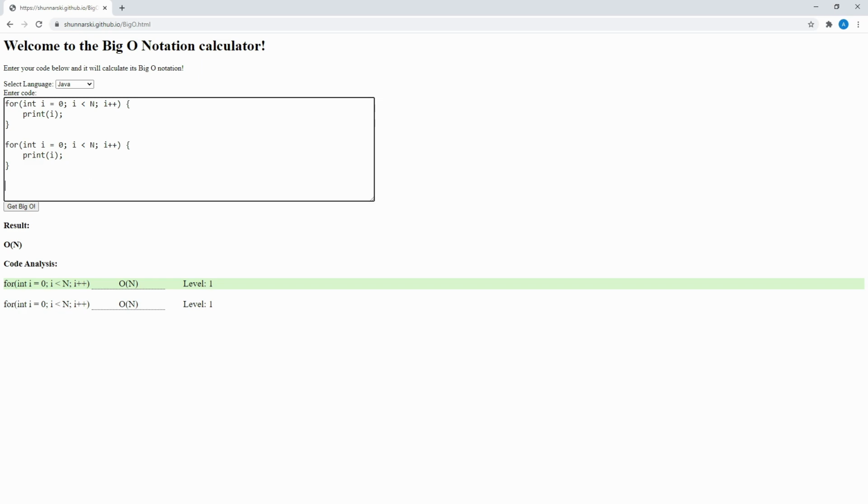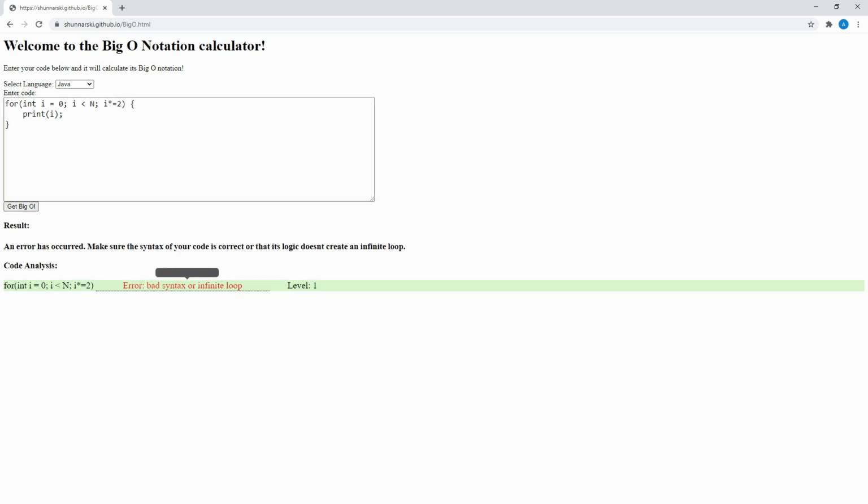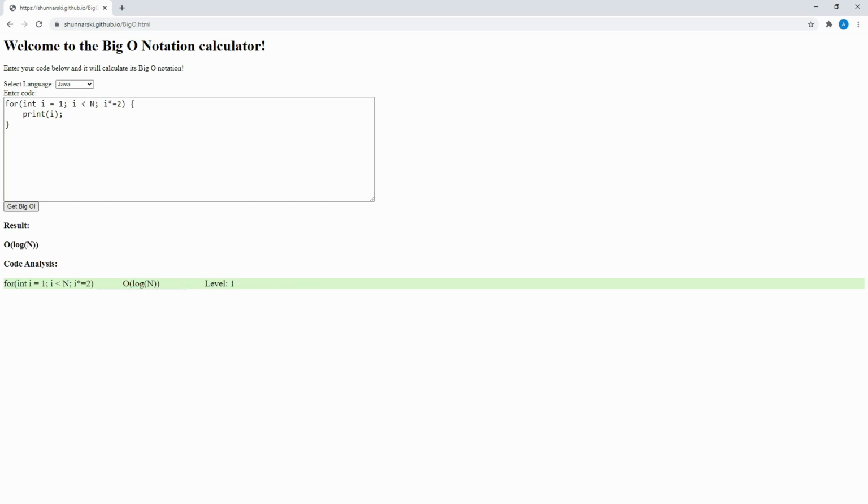So what's an example of a logarithmic expression? Let's say that instead of incrementing I, we multiply it by 2 with every iteration. This is going to produce an error because we are setting I equal to 0 here. So I really want to set it to 1, so it's not getting 0 every single time. So we set it to 1. What's going to be the time complexity of this? It's going to be logarithmic. So why is it logarithmic?